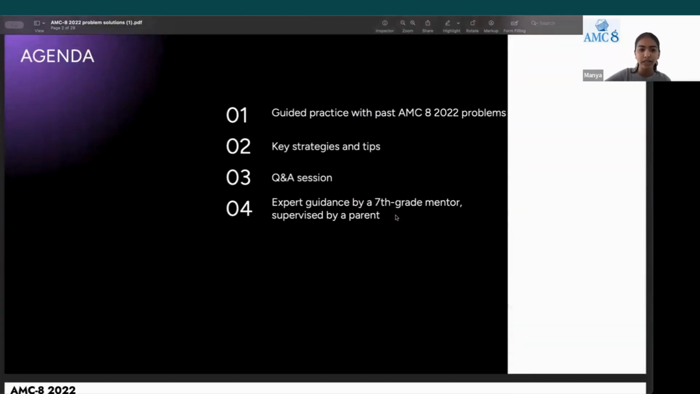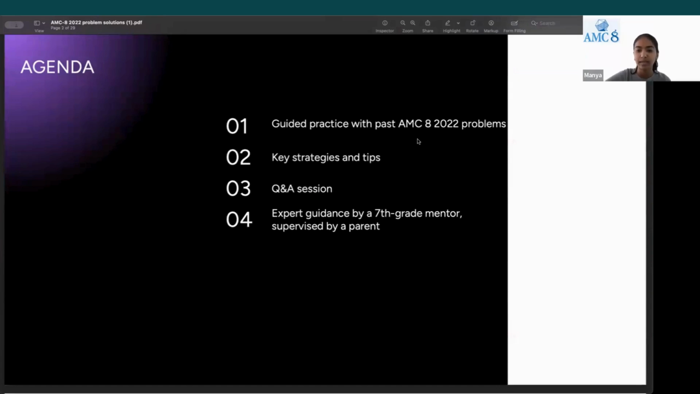And so the agenda for today is that we're going to be doing the AMC-8 2022 problems, and you can ask some questions and answers towards the end of the session, and we'll be discussing key strategies and tips to improve your score on a specific AMC-8 question or maybe just in general. And let's get started.